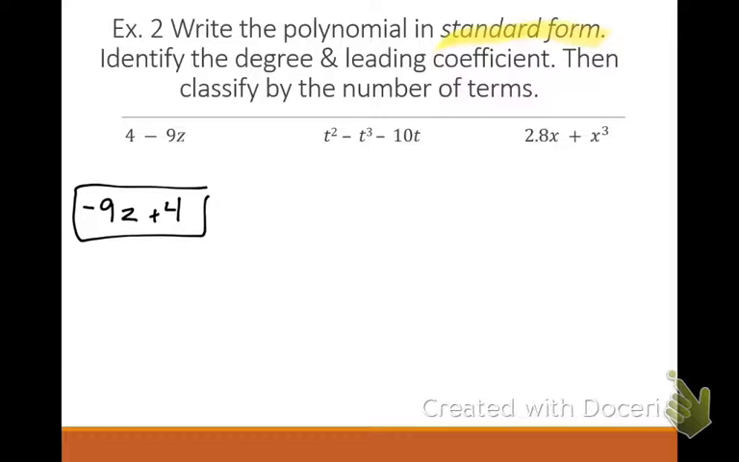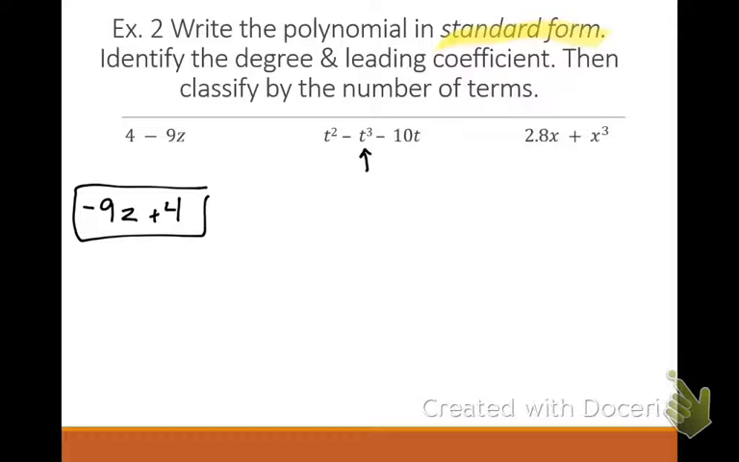All right, so look at the next one. What is the highest exponent value that you see in that expression? The whole thing, though. Do you see t to the third power? Does everybody see that? That's the highest exponent value. So, rewrite it to make them small: t to the second power minus t to the third power minus 10t.